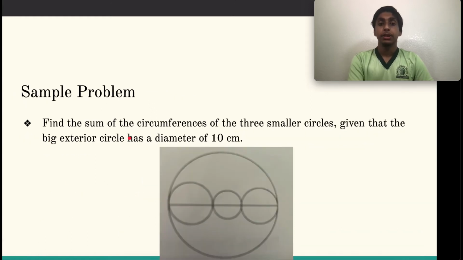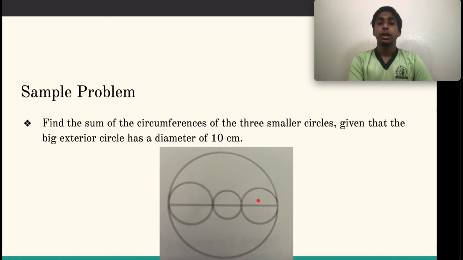Find the sum of the circumferences of the 3 small circles. So here we have one of the small circles, here we have one of the small circles, and here we have the final circle, given that the big exterior circle has a diameter of 10 centimeters. So this line right here is 10 centimeters total. So based on that, they're asking you to find the sum of the circumferences of the 3 smaller circles.